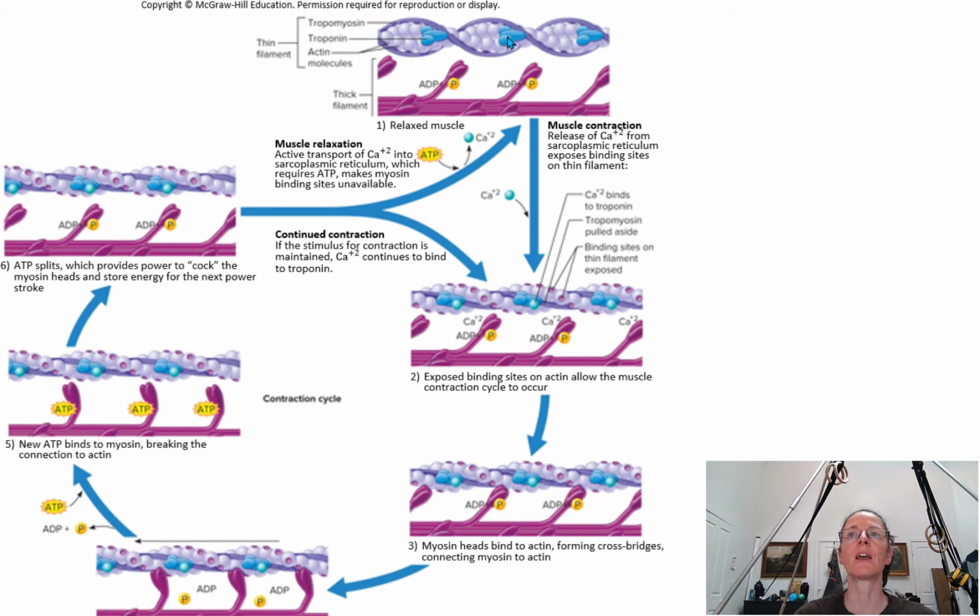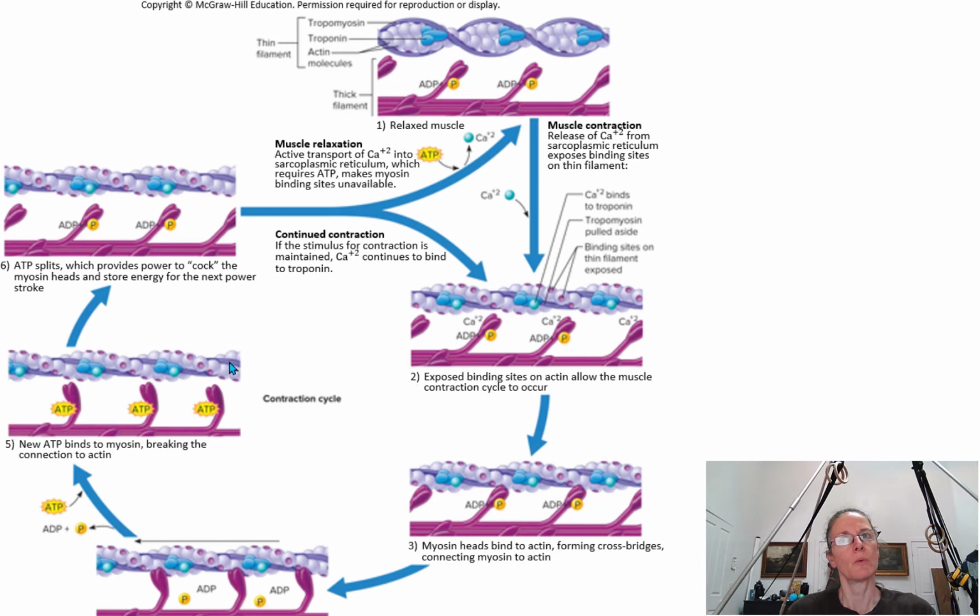And as long as we have calcium bound to troponin, and the active sites are revealed, then these myosin heads will continue this cycle of cross-bridging, pivoting, releasing, and cocking itself back out for use again. Now, here's another important thing that we need to notice. Adenosine triphosphate is our high-energy molecule, and this is very important.